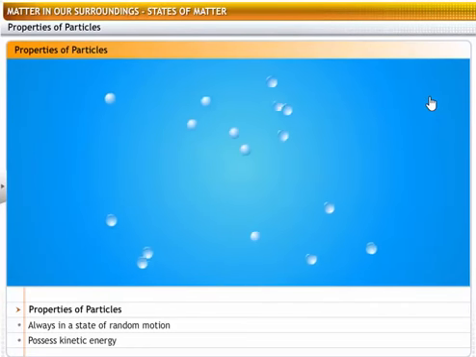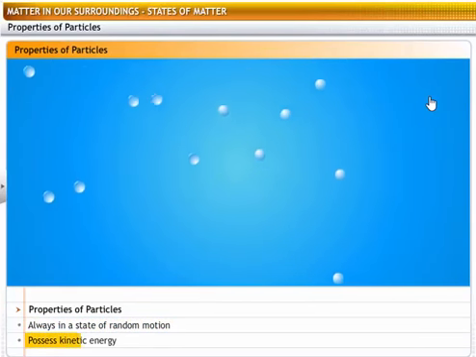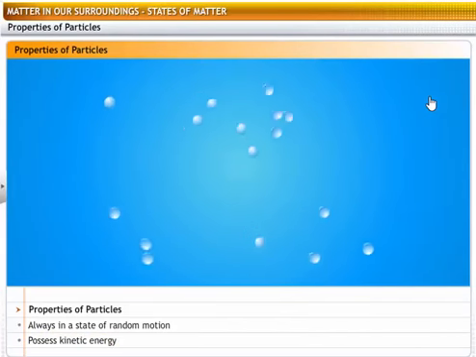Particles in matter are in a constant state of random motion, and hence they possess kinetic energy. They also attract each other, but this mutual force of attraction is effective only when the particles are very close to each other.